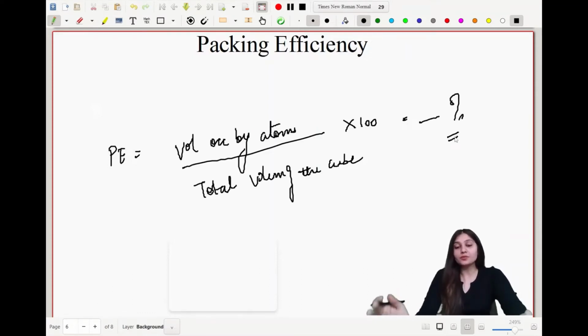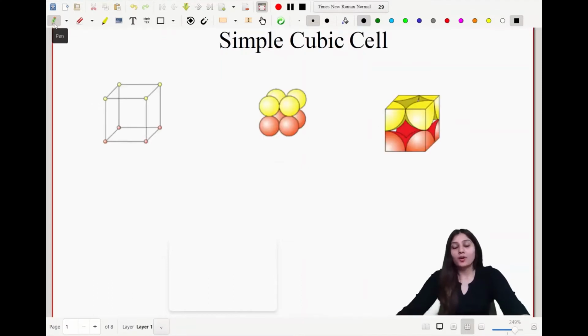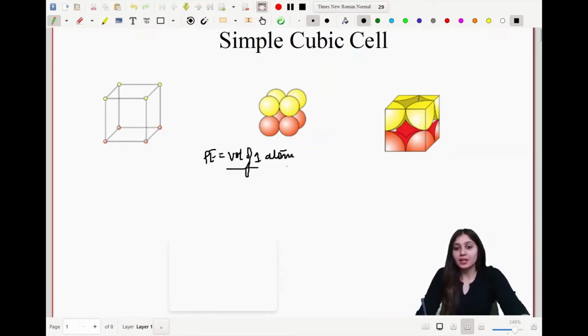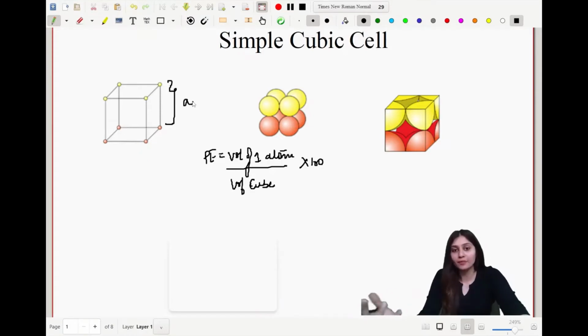Now we'll start with the first one, which is the simple cubic unit cell. Let's find out the packing efficiency of it. As we already know, lattice sites are only at the corners. The formula is packing efficiency equals the volume of one atom, because in this case we only have one atom, divided by the volume of the cube, into 100. If this is the cube, we can consider its edge length to be a, because we don't know the value of it, so we'll just assume it is a variable a.